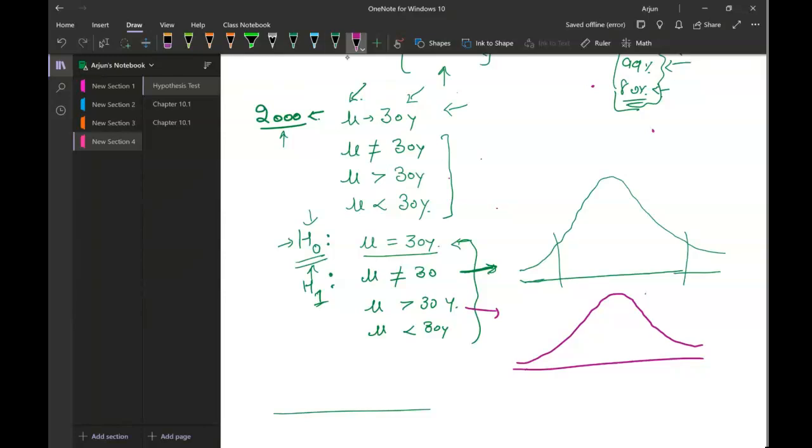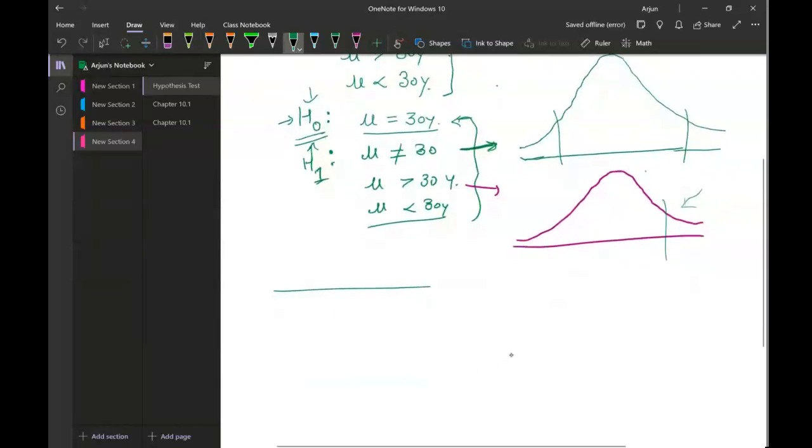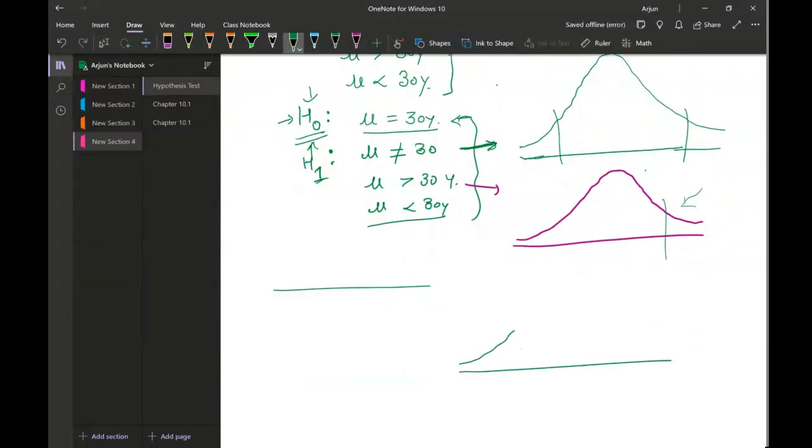That's how we will represent it, with the help of a right tail. Now the third thing, it is less than 30 years, so this will be represented with the help of a left tail. It will be like this.